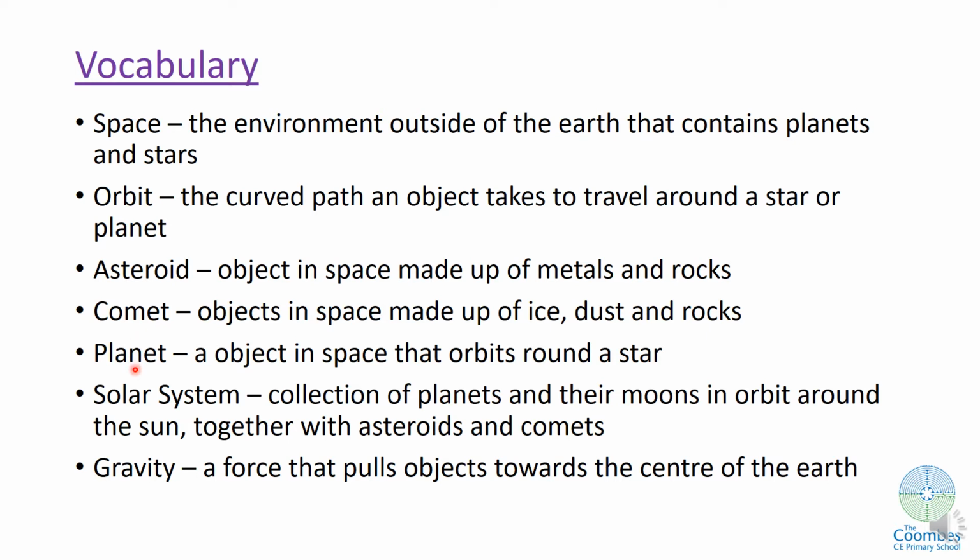A planet is an object in space that orbits around a star. And the solar system is a collection of planets and their moons in orbit around the sun, together with asteroids and comets. So our solar system is the planets in our solar system and their moons orbiting around our sun. And gravity is a force that pulls objects towards the centre of the Earth.